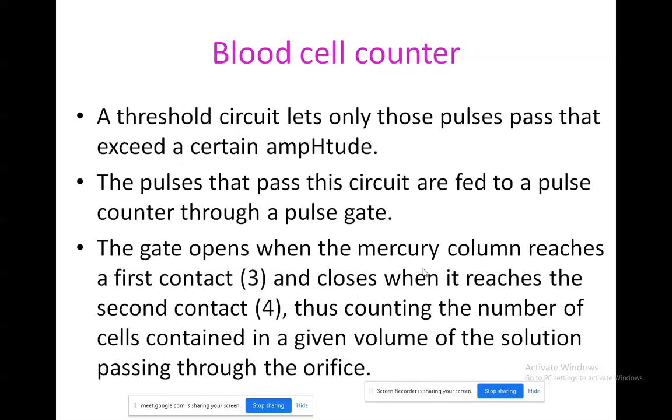A threshold circuit lets only those pulses pass that exceed a certain amplitude. The pulses that pass this circuit are fed to a pulse counter through a pulse gate. The gate opens when the mercury column reaches the first contact and closes when it reaches the second contact. So the gate will be opened based on the amplitude value of the pulse. Thus we count the number of cells contained in a given volume of the solution passing through the orifice. Based on that, you will get the volume of solution as well as your blood cell count.